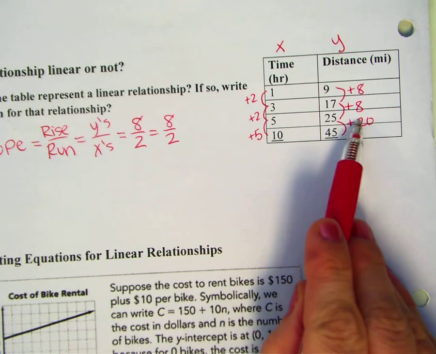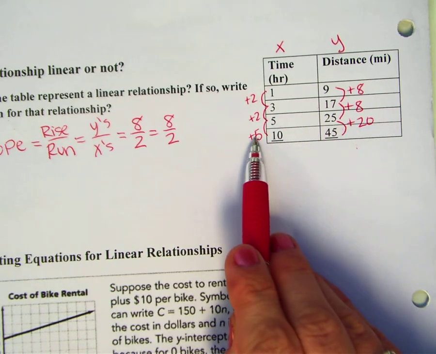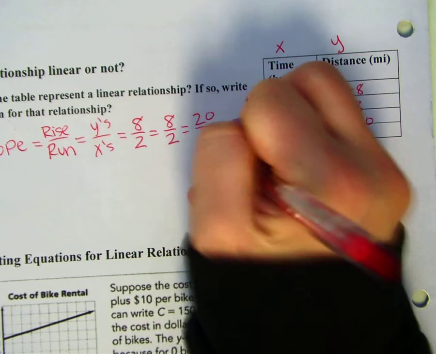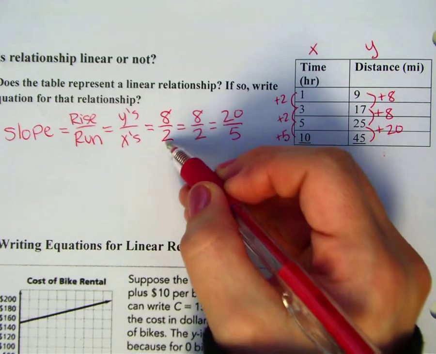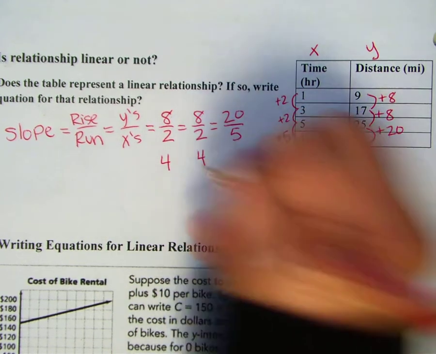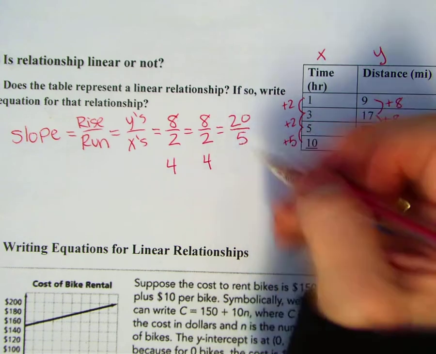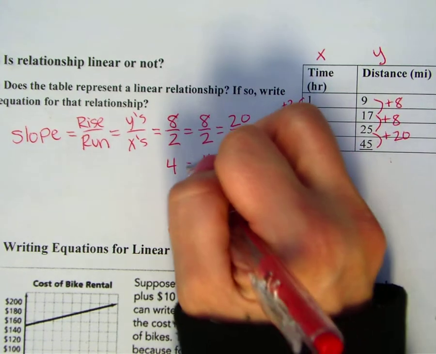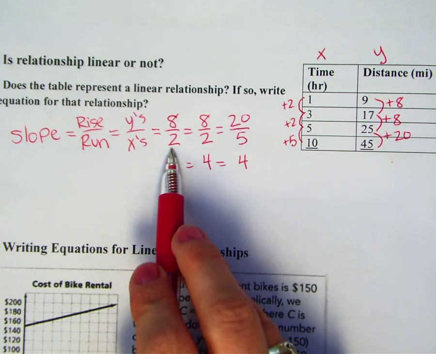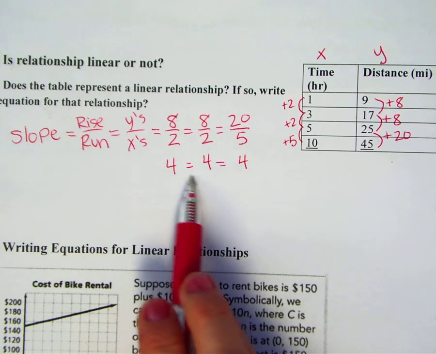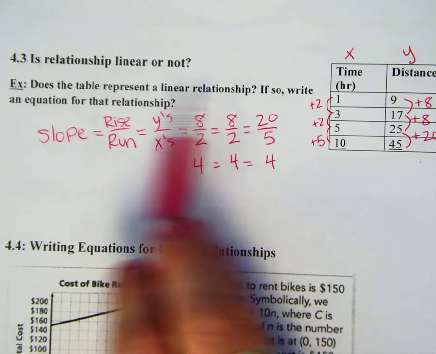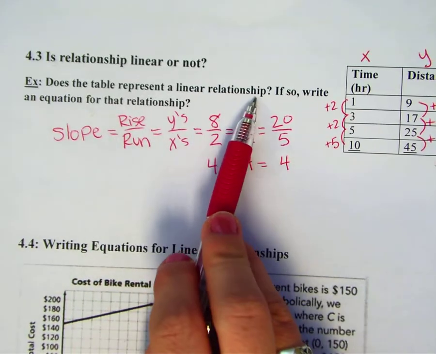So then we look at the last change. It goes up 20 for every 5 hours there. So it's a rise of 20 over 5. Okay, well, if I look at those, 8 over 2, that's 4. 8 over 2, again, is 4. 20 over 5, divide that, is 4. So you'll notice that every single rise over run, or change in y's over x's, does simplify down to the exact same slope. Okay, so for the question, does this table represent a linear relationship?